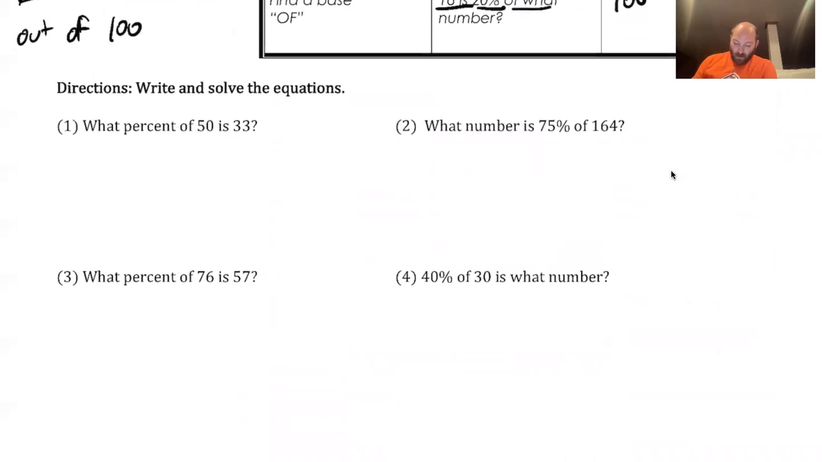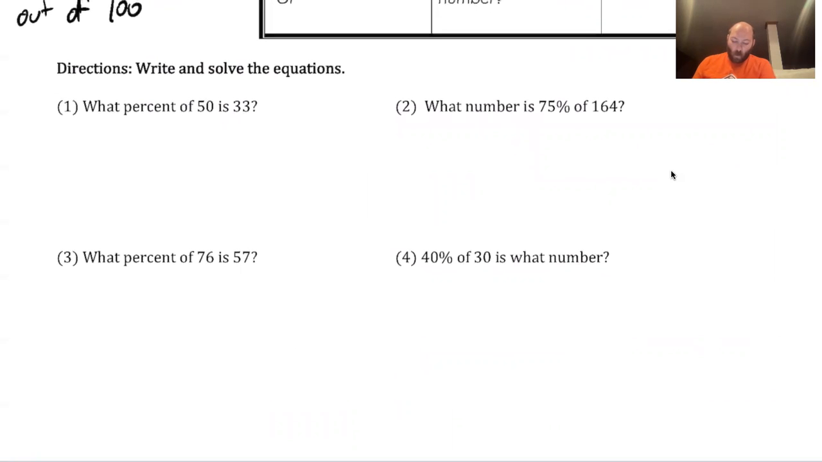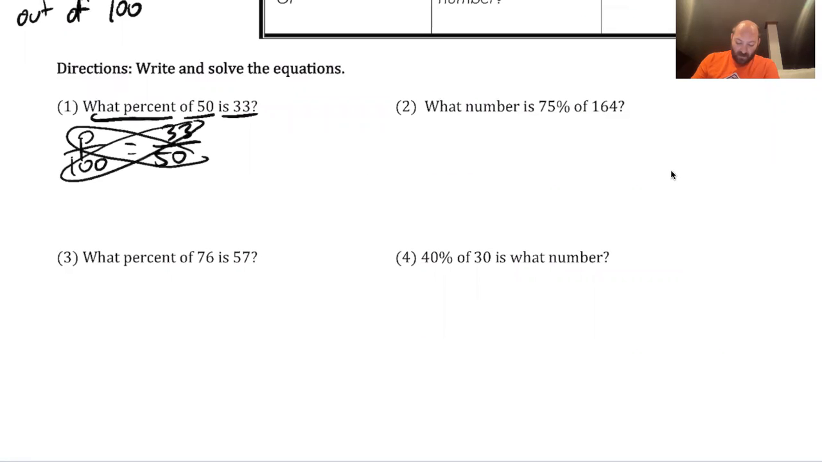So let's talk about these. Write and solve these equations. What percent? That's my unknown, so I'm going to go right to P over 100 equals 33 over 50, with the is number 33 on top and the of number 50 below. Now I can cross multiply. I've got 50P equals 33 times 100, so it's 3,300. Divide both by 50. My percent is going to come out as, let me double check, 66%. I am correct. 66%.